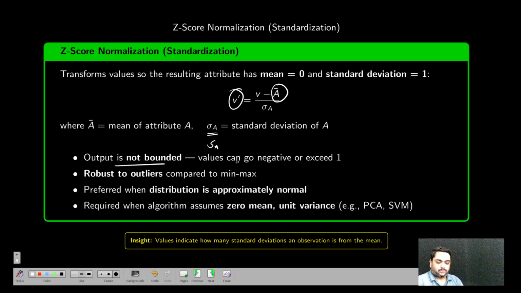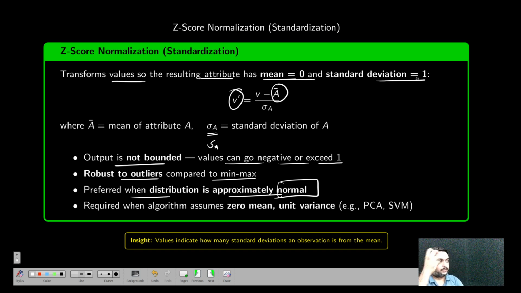So the output is not bounded. Values can go negative or exceed 1. It is more robust to outliers compared to min-max. It is preferred when the distribution is approximately normal. So the data set, whether the given sample or the population, is following the normal distribution, because the Z scores are calculated with mean 0 and standard deviation 1. Okay. So the resulting attribute has mean 0 and standard deviation 1. Whatever normalized values we get will have mean 0 and standard deviation 1. This is actually the Z score.